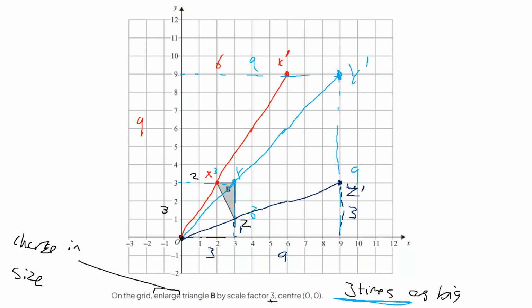Now let's draw in the line in black. So X prime's here, Y prime is here, Z prime is here. And so what we're left with is a triangle, which this one had a 1 edge here. This one is 3. This edge is 2, but this one is 6. And that's how you know you enlarged it by scale factor 3.